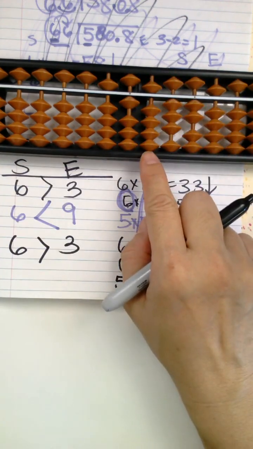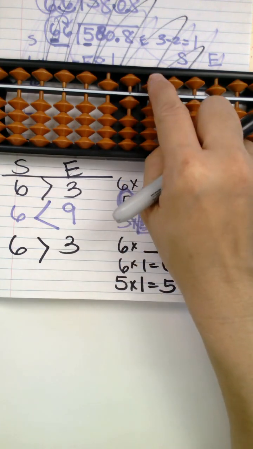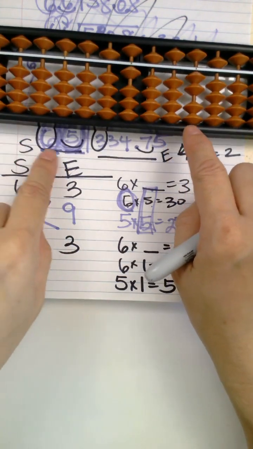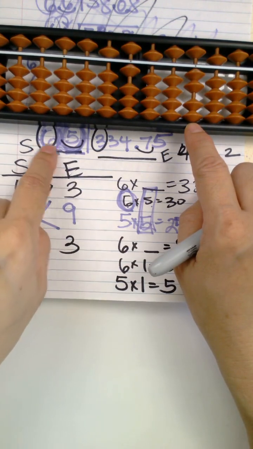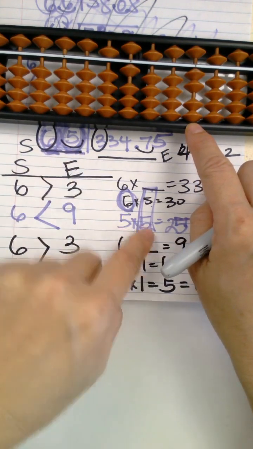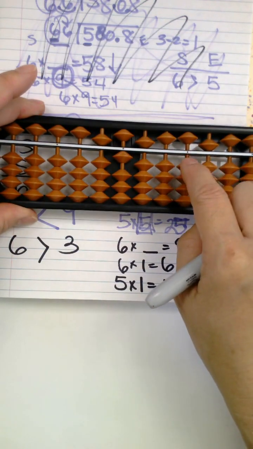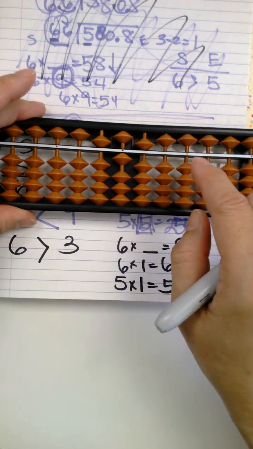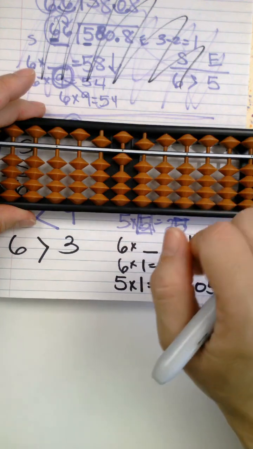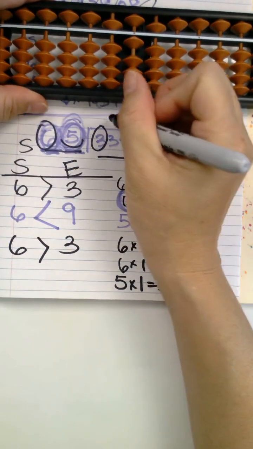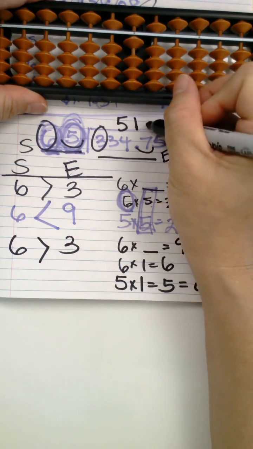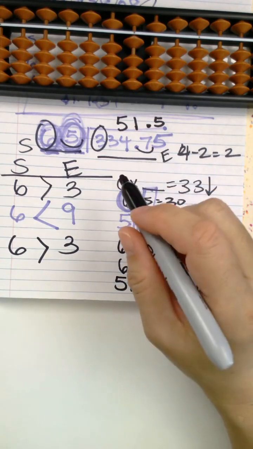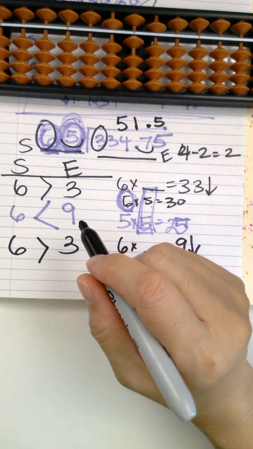So now we're in the decimals, right? Because it's between here. So I have my 5 and I take away 30. Whatever I do to the 6, I got to do to the 5. So 5 times 5 is equal to 25. So I take away 2 and I take away 5. So now my answer is 51.5. So there it is. 51.5.